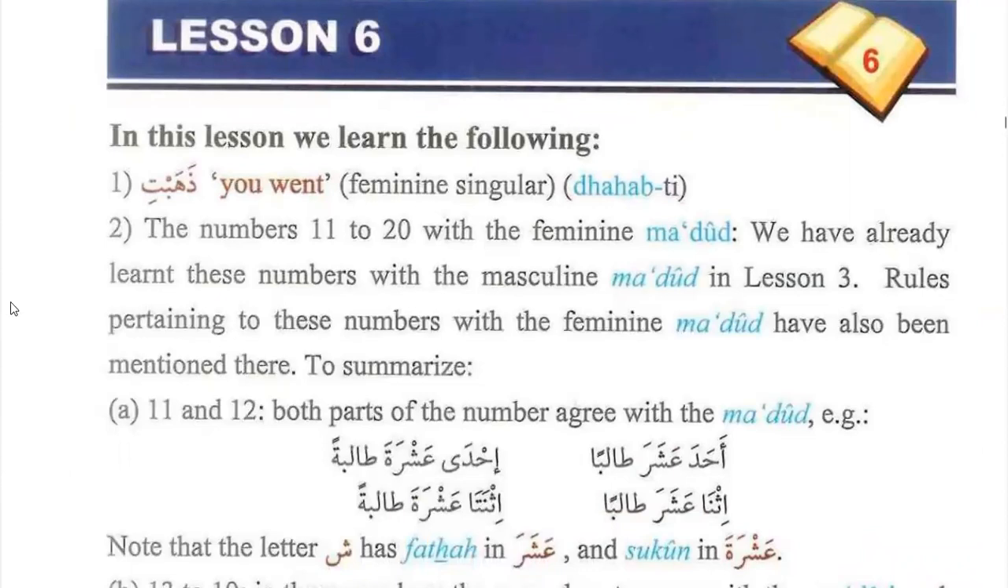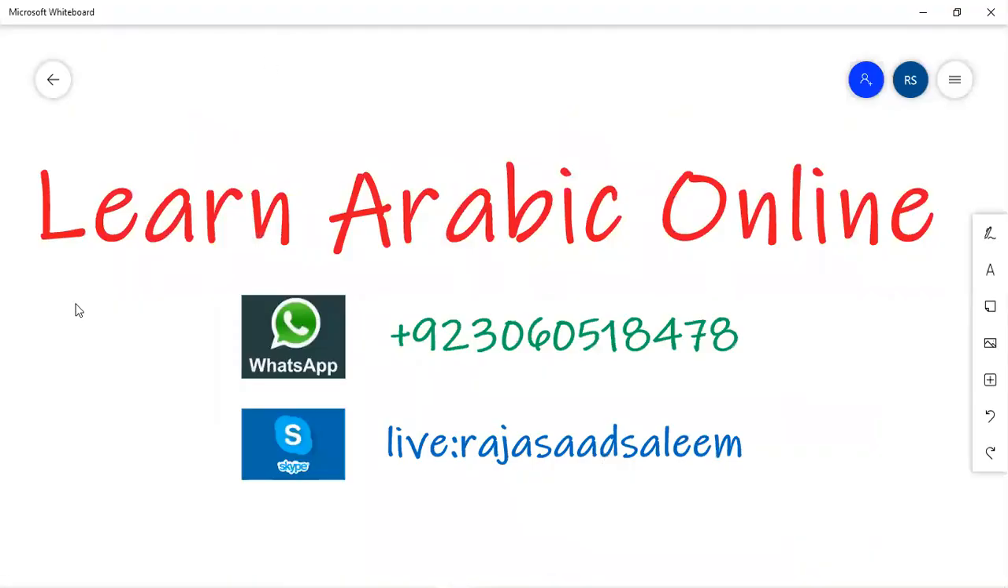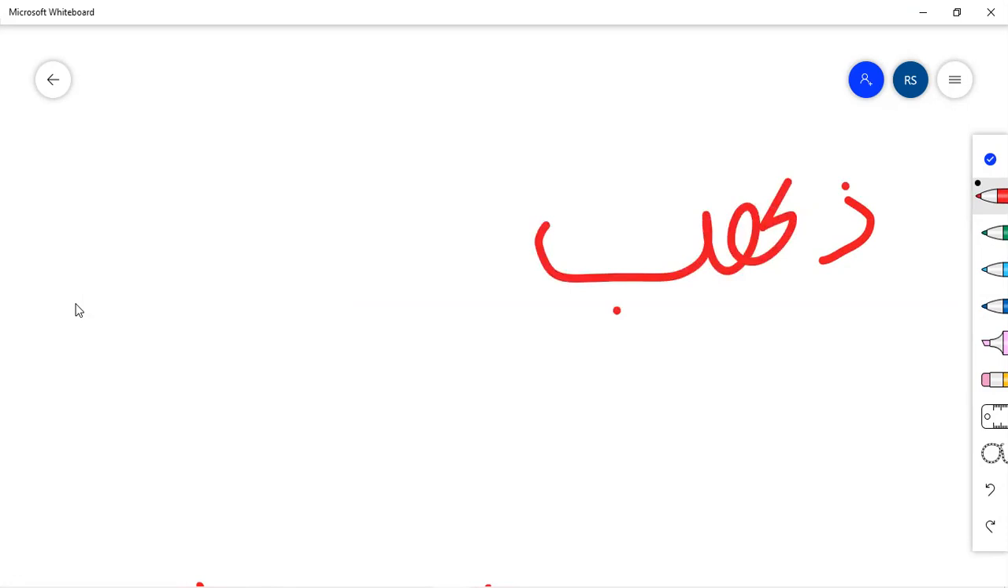Here you will learn the meaning of Zahabti, which is you went. What is Arabic for he went? Zahaba. They both went, zahaba. They all went, zahabu. She went, zahabat.